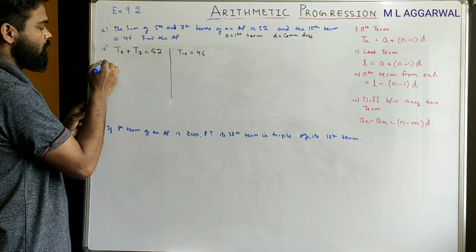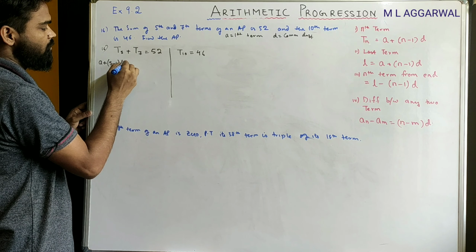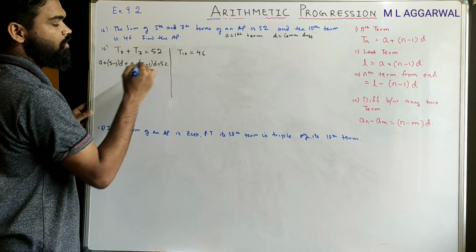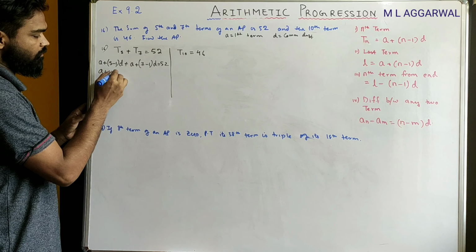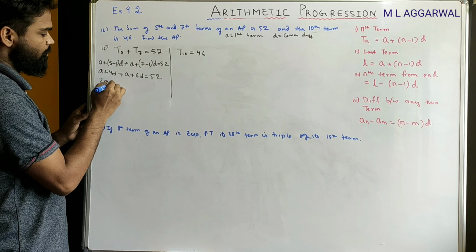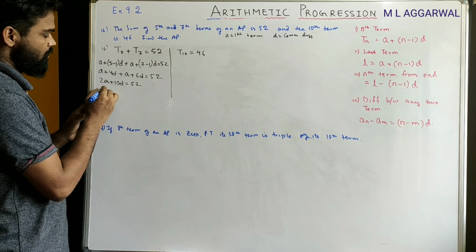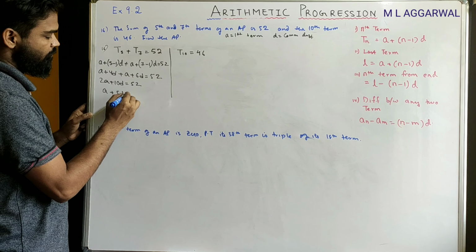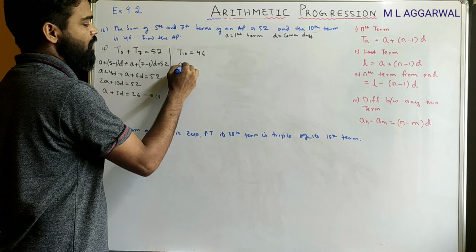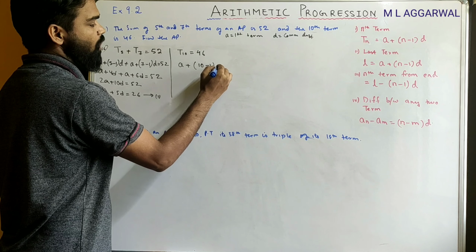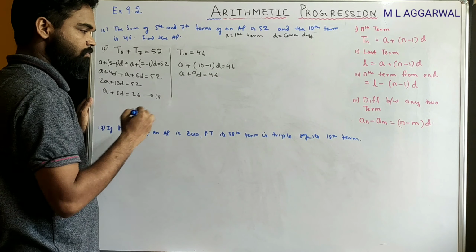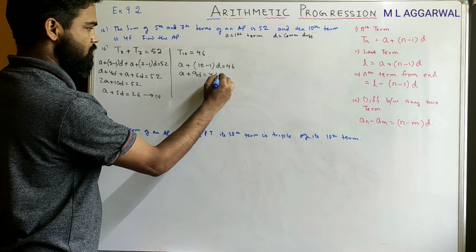Now T5 will be a plus 5 minus 1 d. Similarly, T7 will be a plus 7 minus 1 d, and that is equal to 52. So this is a plus 4d plus a plus 6d equals 52. Just 2a plus 10d is equal to 52. Which means 2 take it common, a plus 5d is 26. Done. We got this as the first equation. Now T10 will be a plus 10 minus 1 d is equal to 46, which is a plus 9d is equal to 46, which means this is your second equation.